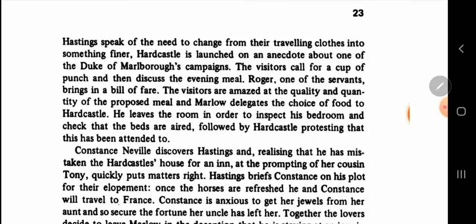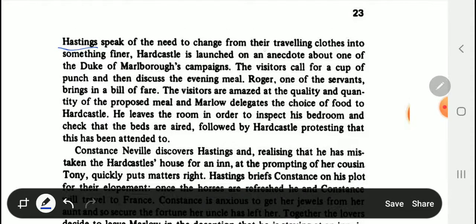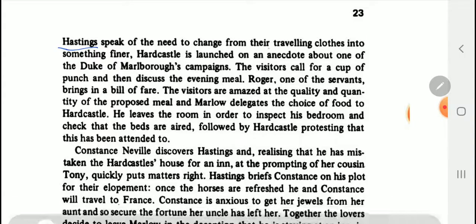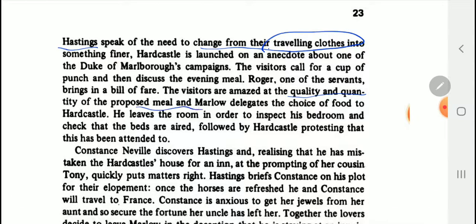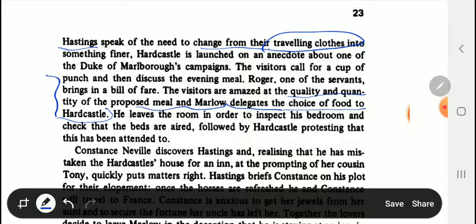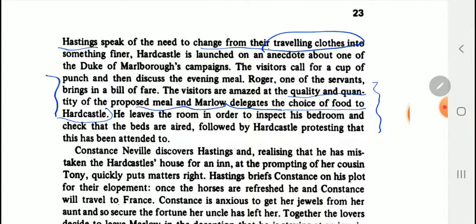And then Hastings started to talk about the things that they need. They need to change their traveling clothes, and they also need some food. Let's see where the food is. Okay, this is the quantity of a proposed meal, and Marlowe delegates the choice of food to Hardcastle. So they are also asking for food. Student, do you see the difference? If you go as a visitor to some other place and you get mistaken about the whole thing in this place, and you believe that this is a restaurant or this is an inn, they are acting in a really strange way.